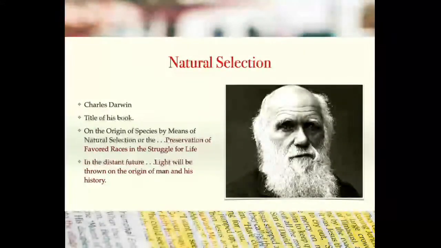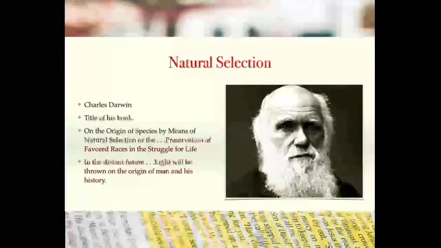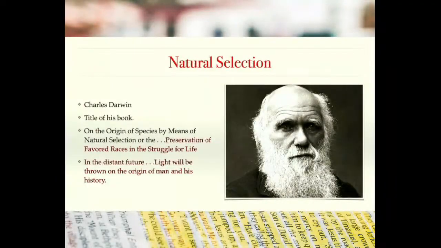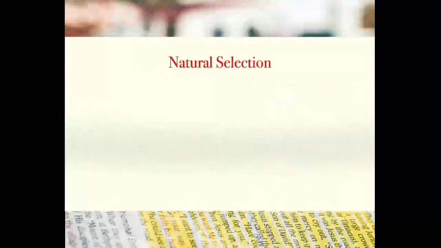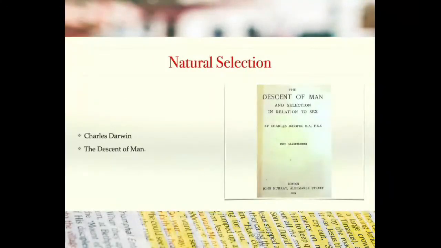At the end of this book, he said this: In the distant future, light will be thrown on the origin of man and his history. So he had intended to apply evolution to man. Now, of course, Darwin at that time didn't have an electron microscope, so he didn't understand genetics. So what did Darwin do? 12 years later, he wrote another book called The Descent of Man. And in this book, you'll find something very interesting.